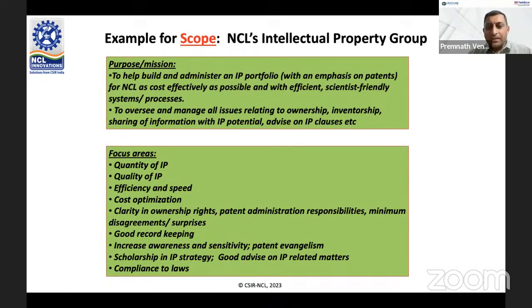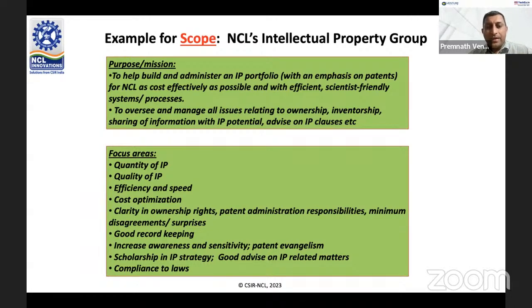Cost optimization is another important aspect. Depending upon the choices you make, how you schedule your filing decisions of going for PCT or not, or going to other countries or not, makes a huge difference. So where you do your PCT filings, all can make a big difference to your cost structure. And those are important things that a patent cell or an intellectual property group can contribute to.